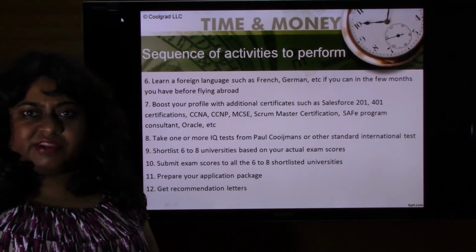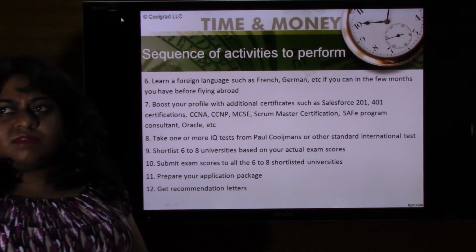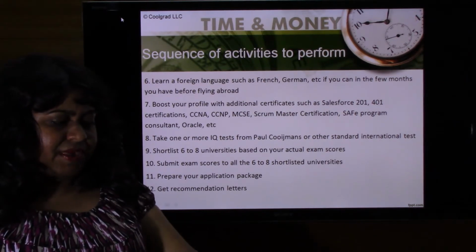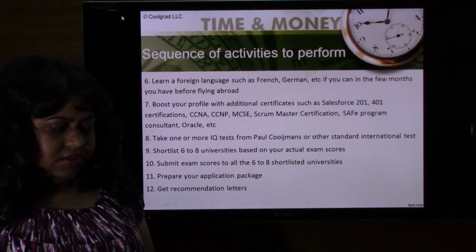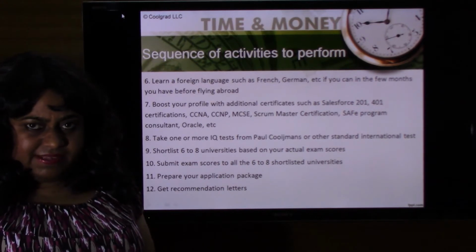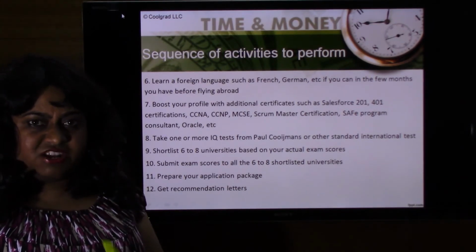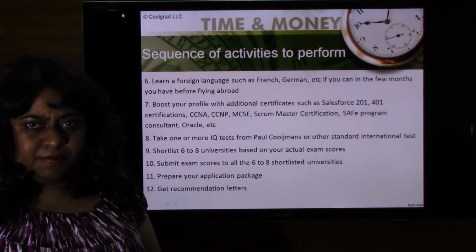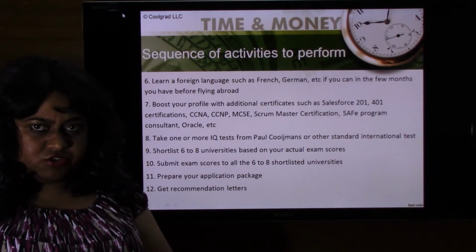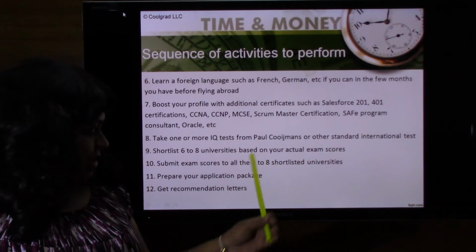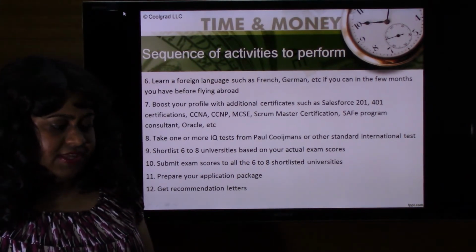Then shortlist 6 to 8 universities. You shortlist 6 to 8 universities based on your actual exam scores. So take the GRE, GMAT exams. Depending on your actual score, you have to do your research again and shortlist 6 to 8 universities to finally apply to. And submit your exam scores to all these 6 to 8 shortlisted universities.